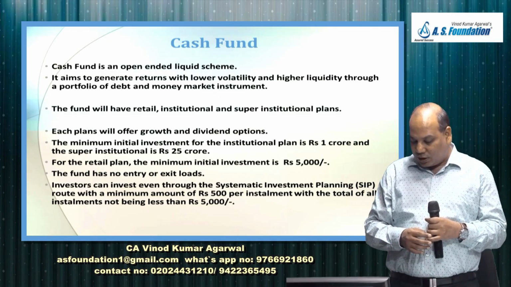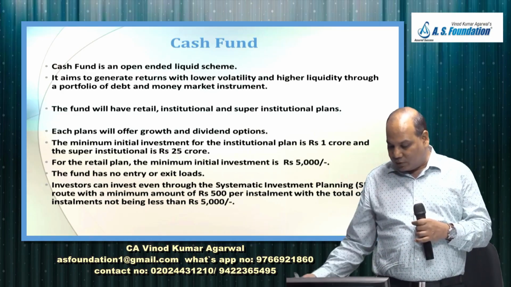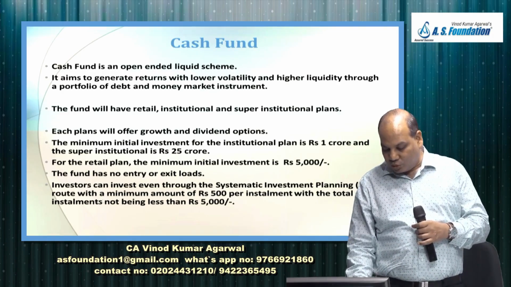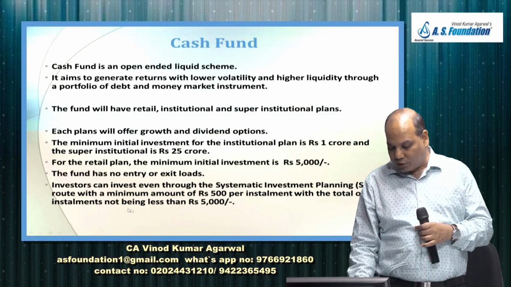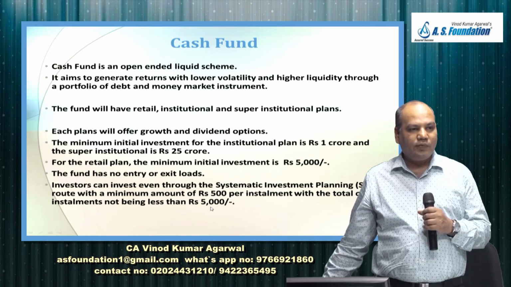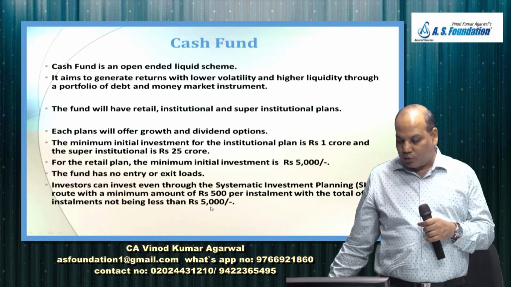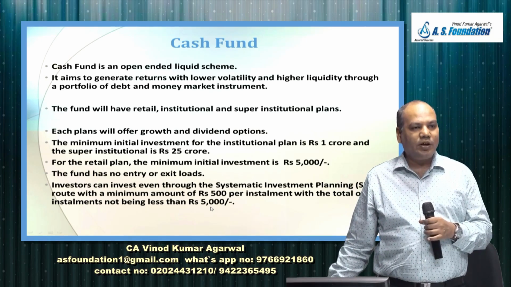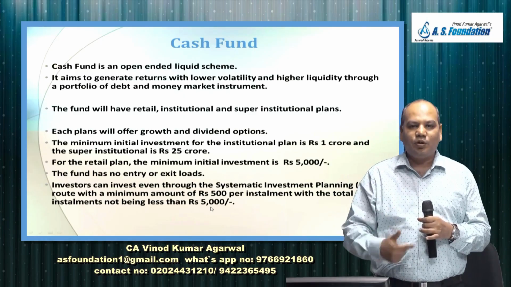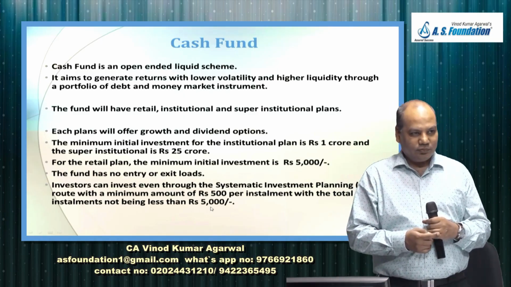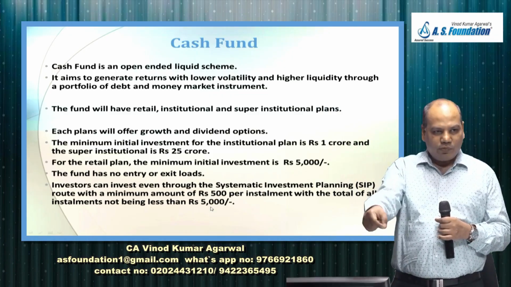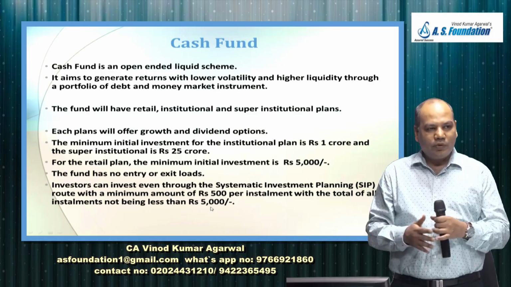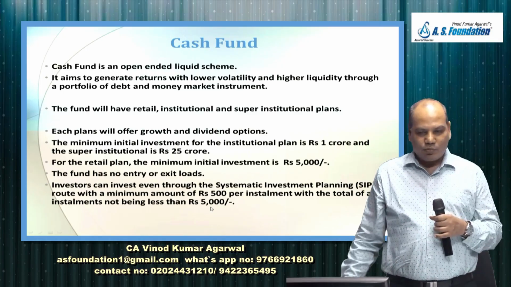Investors can invest even through the systematic investment plan, SIP, route with a minimum amount of 500 rupees per installment, with the total of all investment not being less than rupees 5,000. So you can go for SIP also, systematic investment plan, which means it's like a regular investment. Minimum is 500 per time you have to invest and at least you have to invest rupees 5,000. More than that is welcome.